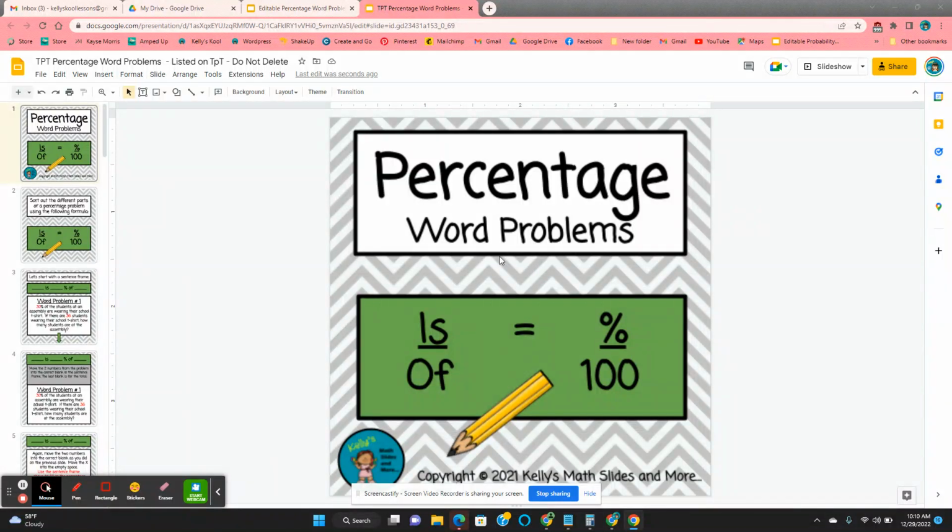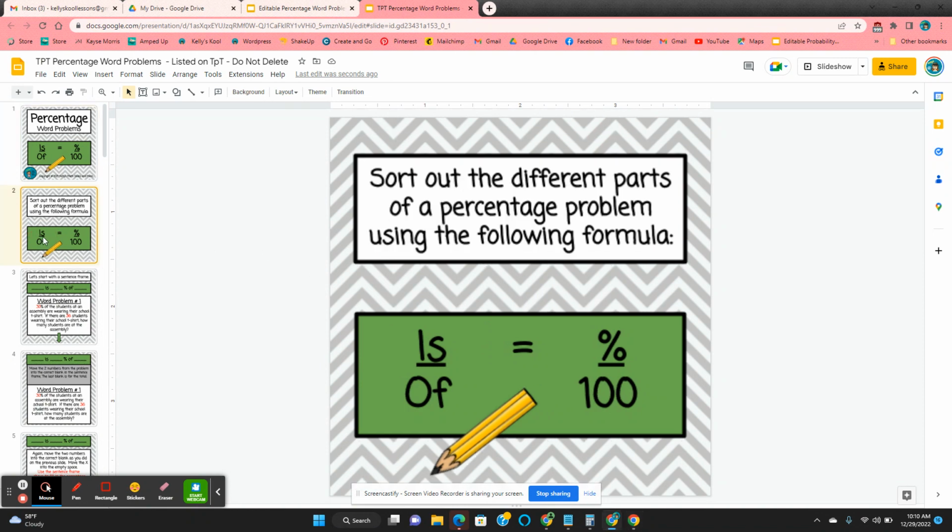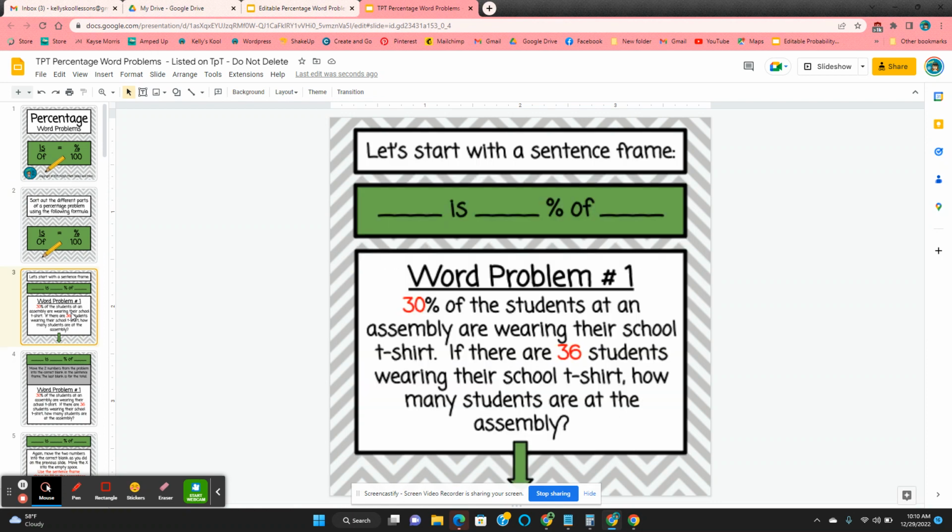Percentage word problems. This is a lesson that teaches students how to take a word problem with percentages, use a sentence frame, and then a formula in order to solve. So it introduces the formula is over of equals percent over 100. And they're going to start with a sentence frame.